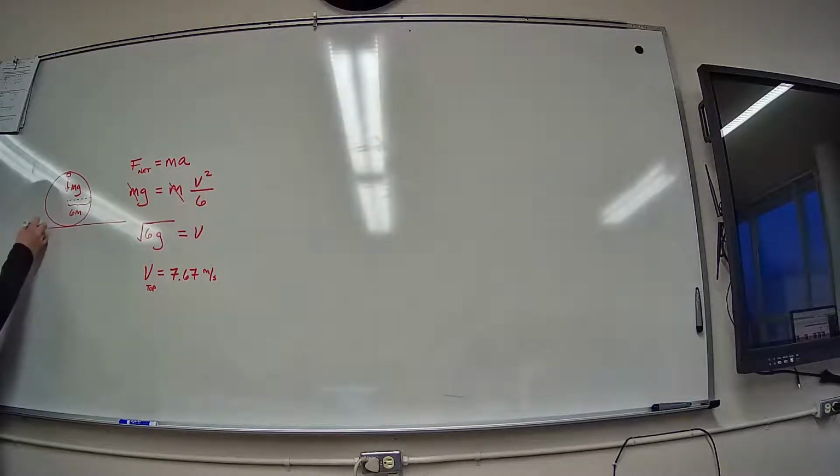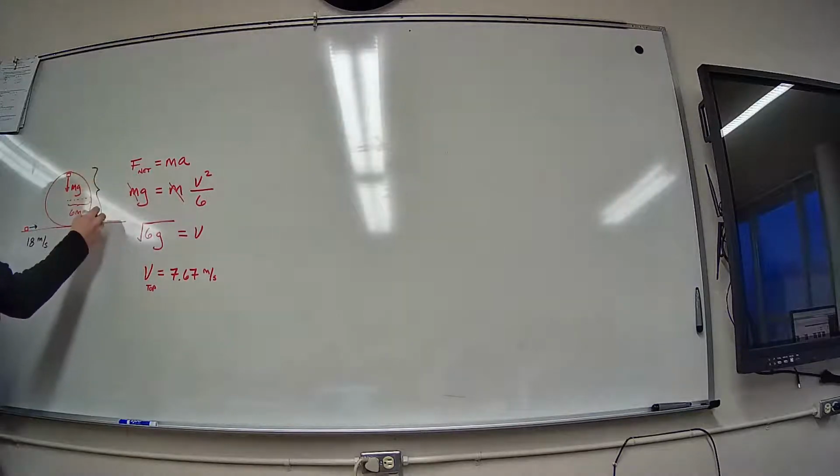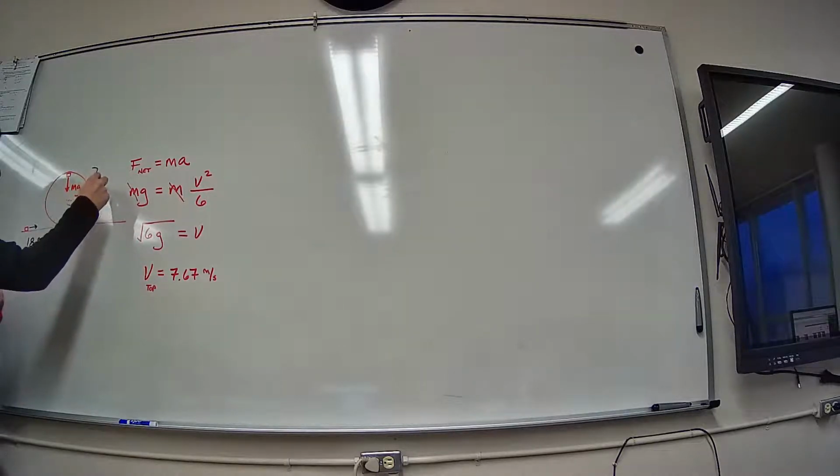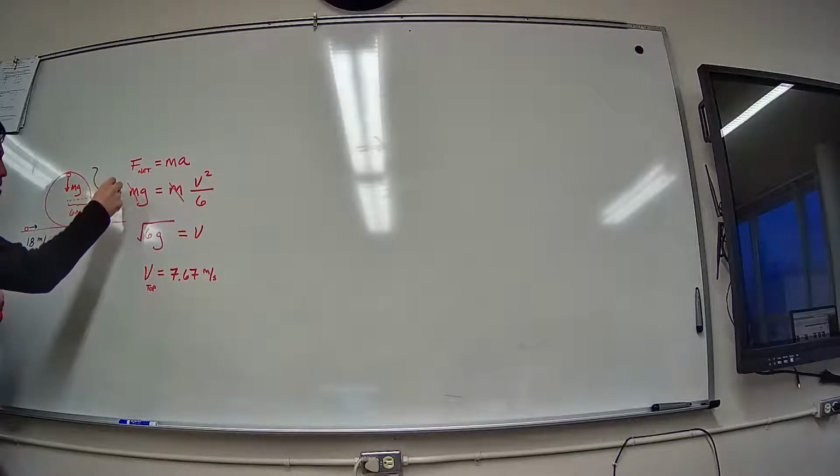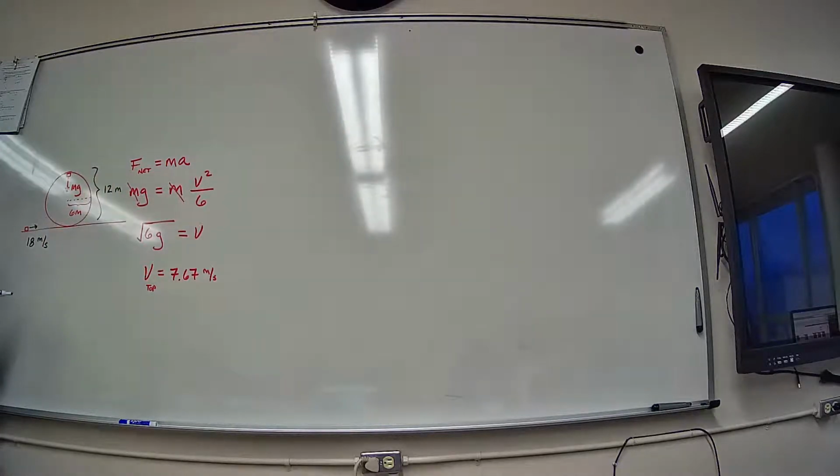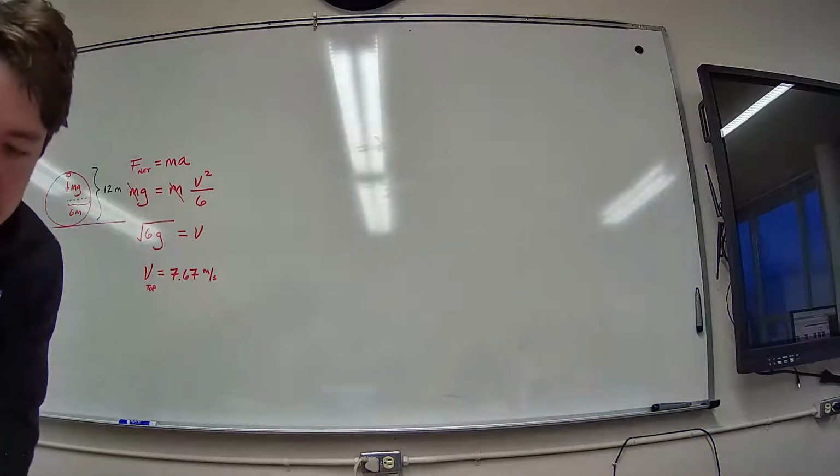So let's do the calculation. How fast is he going down here? 18 meters per second. He's got it under control. How much height does he have at the top of the loop? 12 meters. Okay. So total energy is 1/2 mv squared. And then this is.